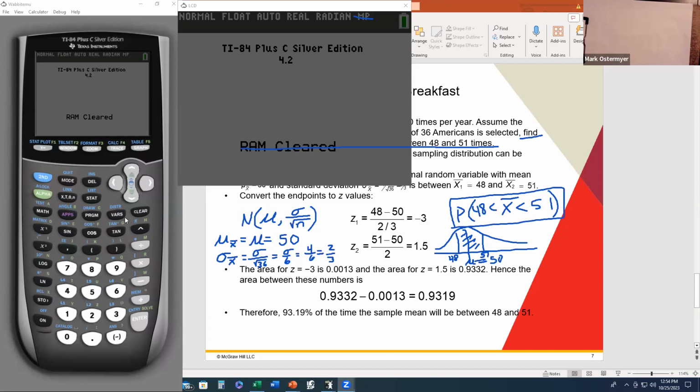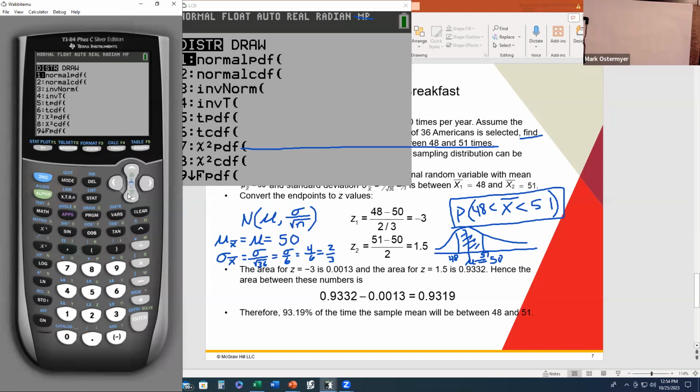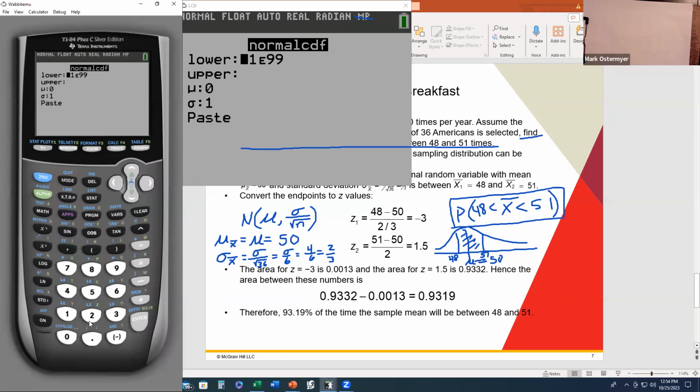All right, so let's go get our normal CDF function to compute this probability, or to find this area here. So second, VARS, distribution mode, normal CDF. The lower end point's going to be 48. The upper end point's 51. The mean of the sampling distribution is equal to the mean of the population, which is 50. Standard error of the sampling distribution of sample means is 2 divided by 3, 2/3.